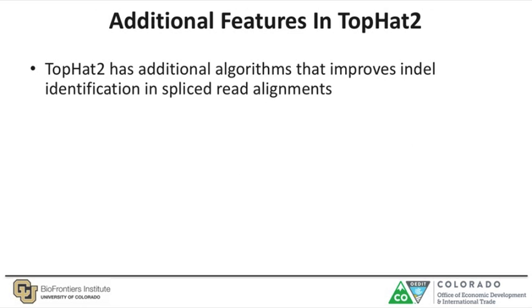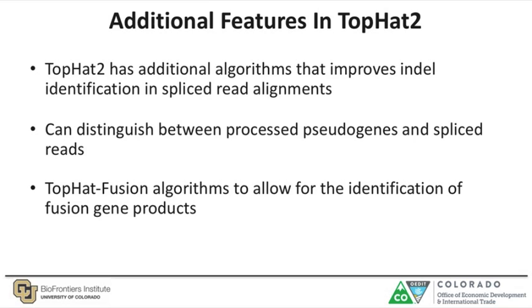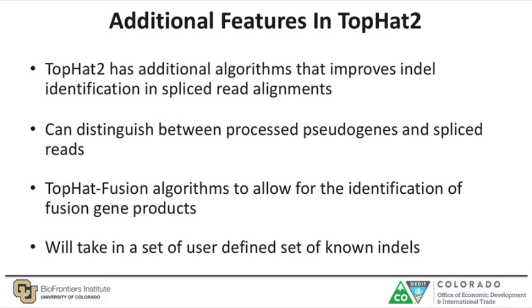TopHat 2 has a number of additional features that make it a flexible and powerful tool for RNA-seq read mapping. For instance, TopHat 2 has additional algorithms that improve indel identification in spliced read alignments, and it can distinguish true spliced reads from reads that originate from processed pseudogenes that have been transposed into the genome. TopHat also contains algorithms that allow for the identification of gene fusion products, and will also take in a set of known genomic variants to improve your RNA-seq read mapping.